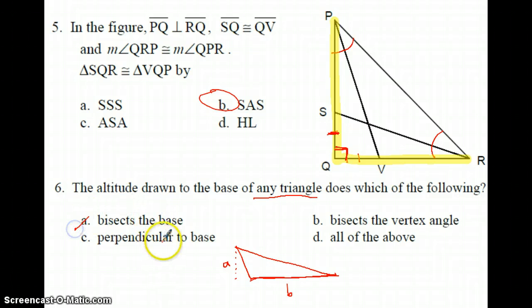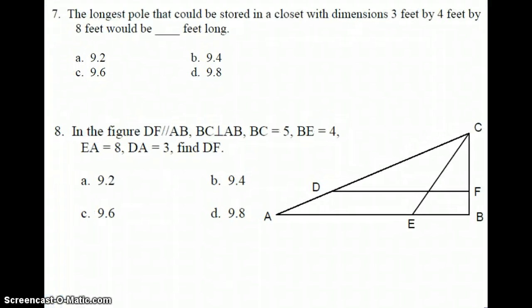Bisects the base? No. Perpendicular to the base? Yeah, it has to. That's the definition of altitude. Bisects the vertex angle? It's not even in the interior of my vertex angle. And of course, not all of the above. If it's an isosceles triangle, then yeah, a lot of these things are going on, but the whole world is not isosceles triangles.